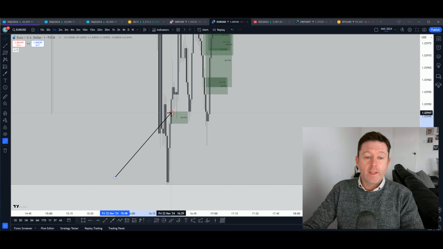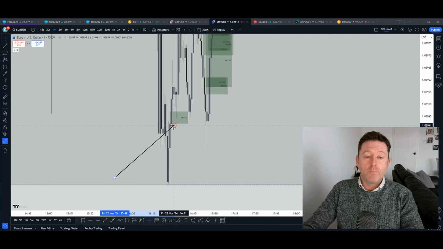Now, if you look, the gap between number 3's wick, which is just there, and the body of candle number 1, there is a gap. Now, that is a fair value gap. It's an imbalance. It goes by many names, but fair value gap is often the most common name. So that is a fair value gap.